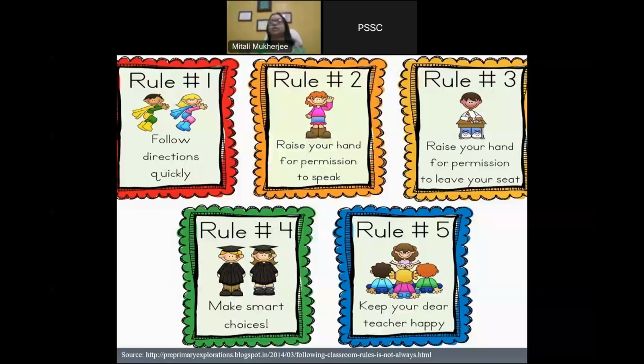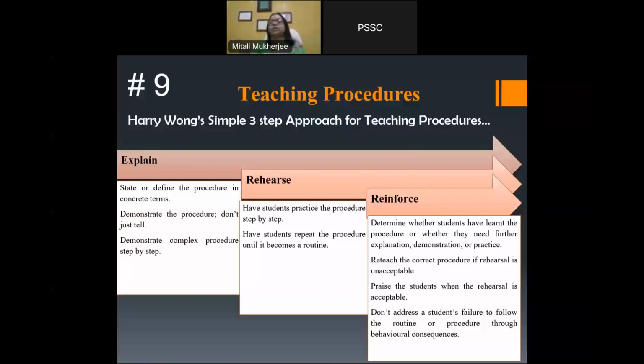Okay. Now, 9. Very, very important. Harry Bong's simple 3-step approach for teaching. Explain, rehearse, reinforce. Explain means that's the teacher's part, how you're explaining. And when you're explaining, you have to take care of visual, auditory, read, write, and kinesthetic. You take care of MI, multiple intelligence.